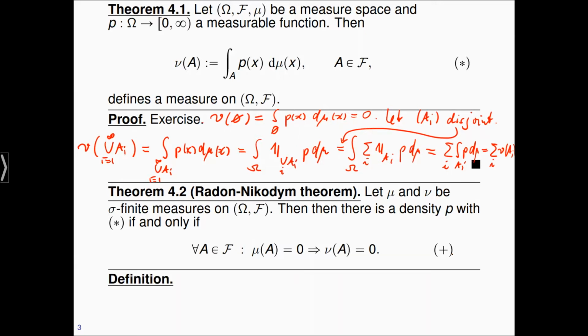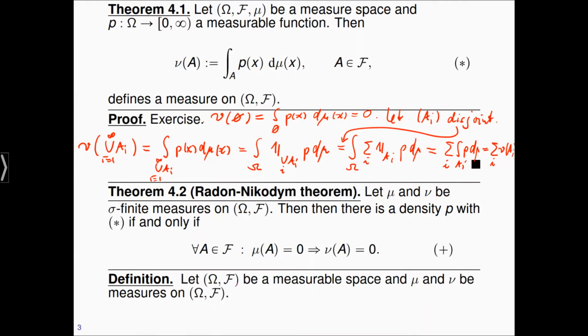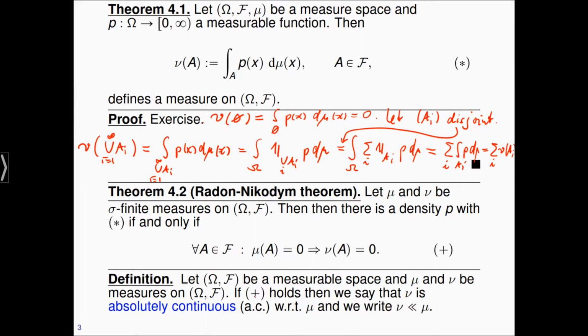And this is the following definition. Assume we have a measurable space and two measures mu and nu, and assume that plus holds. Then we say that nu is absolutely continuous with respect to mu, and we write it nu is less than mu. This symbol already tells us the direction: if the mu measure of a set is 0, then the nu measure should be 0. And note that this absolute continuity resembles the star property. Recall what I told you about the continuous probability distributions and the correspondence to the property star. I'll comment on this later on, but this is basically where the name comes from.